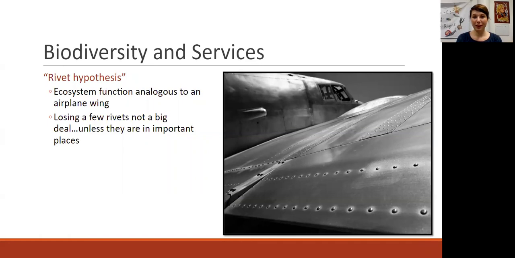We also have the rivet hypothesis, and that is this idea that an ecosystem is like a plane's wing, and each of the species are like a rivet in that wing. Losing a few rivets is not a huge deal unless they are in a really important place for that wing. Then it becomes a big deal really fast.